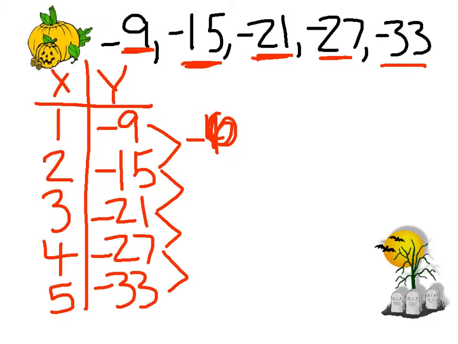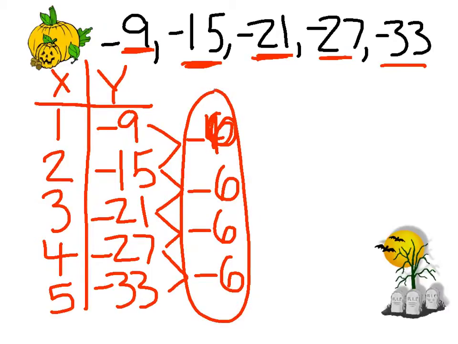Alright, negative 21 to negative 15, negative 27 to negative 21. So all of our values are negative 6. That means we're going to have the same type of equation, and our coefficient is going to be negative 6. So we're going to have negative 6x plus some number is equal to our y.